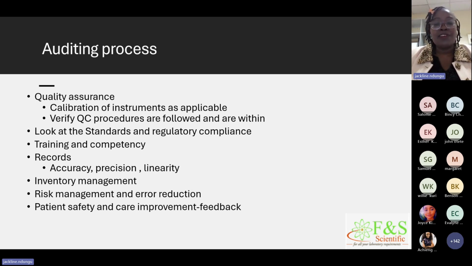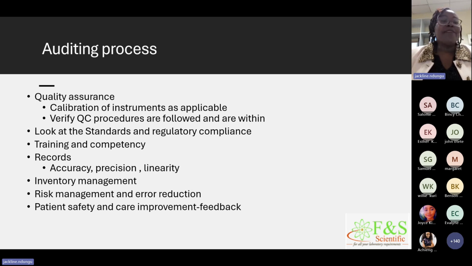It is the process that you have put in place. You look at the calibration. I reminded you of the verification of the instrument and also the calibration that is done. Check if this calibration is being done. Confirm that QC is passing. And if it's passing, do you have any bias? Do you have any trends? Look at the standards that you are accredited with. Look at the training and the competency of this staff.